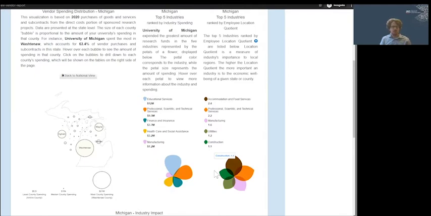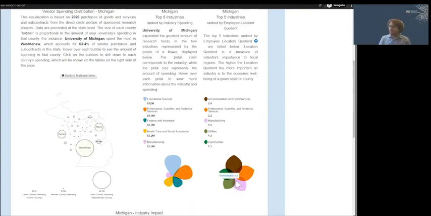Location quotients are measures put out by the Bureau of Labor Statistics that compare local economic measures to the national average. If the employee location quotient in a given state is greater than 1, it means that industry employs a greater share of the state's population than the national average. In practice, this can be used to quickly get a feel for what industries are the major employers important to an area and see if your university spends a large amount in that industry.